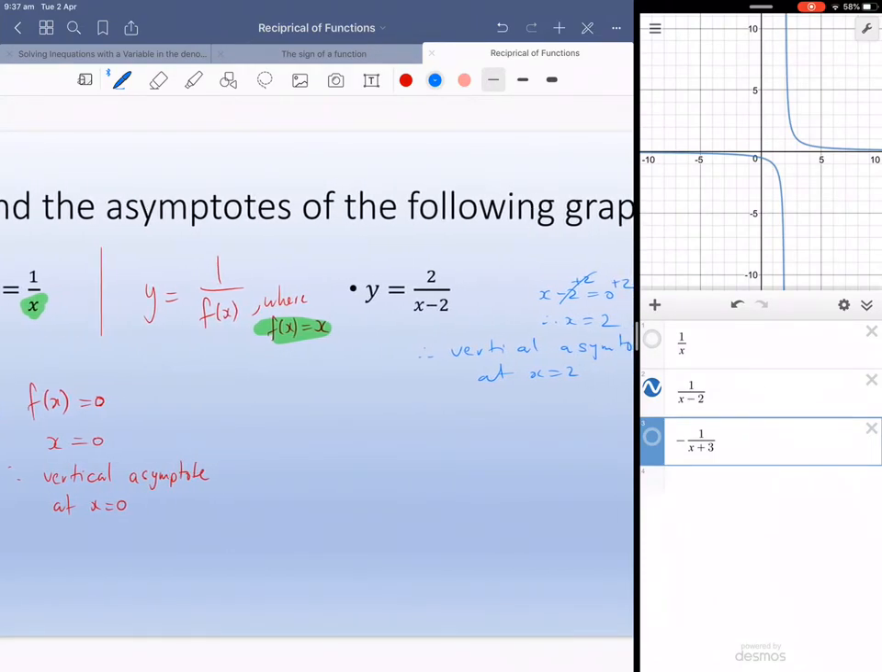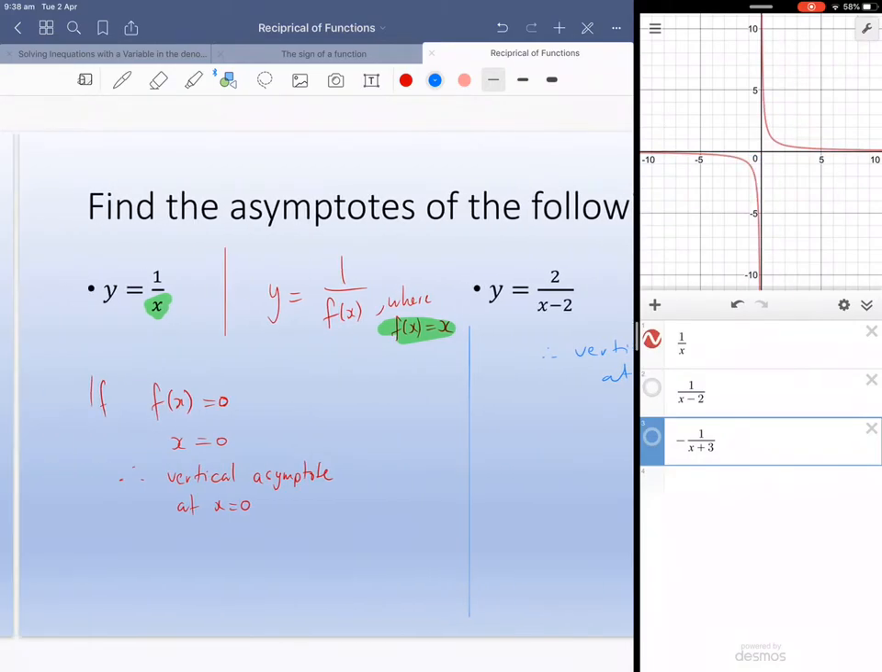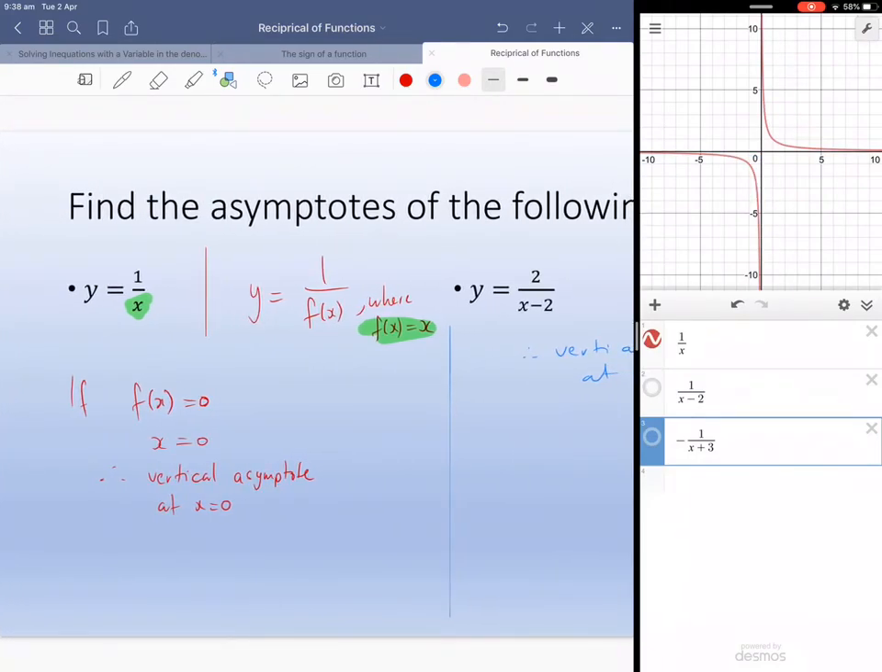Now, I want to do something else. What about the horizontal asymptote? If we go back to the first question, we can clearly see on Desmos, on the right of your screen, that there's a horizontal asymptote at y equals 0. So we can write that down. Horizontal asymptote at y equals 0. Now, how do we get that?